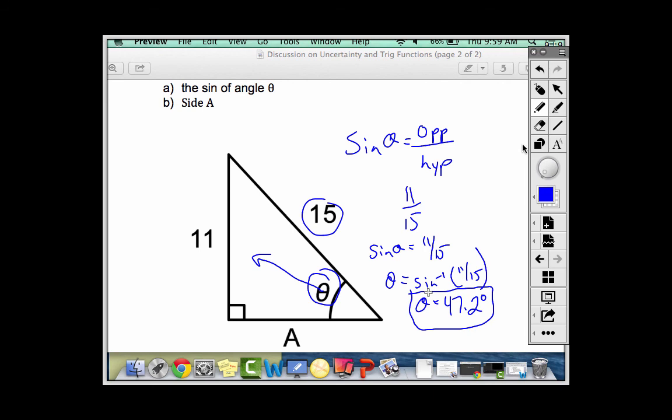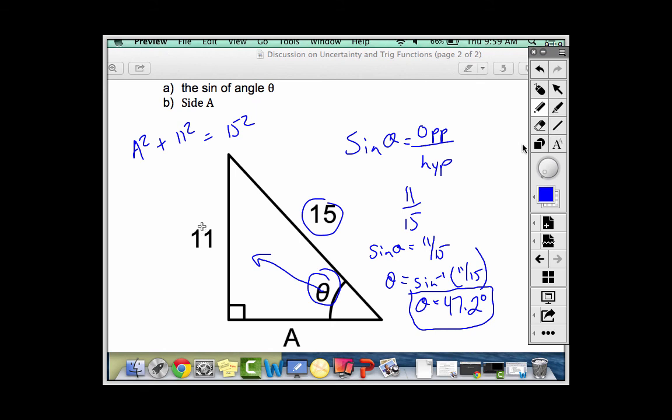Okay. Now, to get side A, you could absolutely use your trig functions if you want to. Now that you know theta, you could absolutely get A by using the sine, the cosine, tangent, all that good stuff is fair game. But I want to show you the Pythagorean theorem in terms of doing it that way. So the Pythagorean theorem basically says A squared plus 11 squared, or B squared in theory, but this is the B, equals C squared, which is 15 squared.